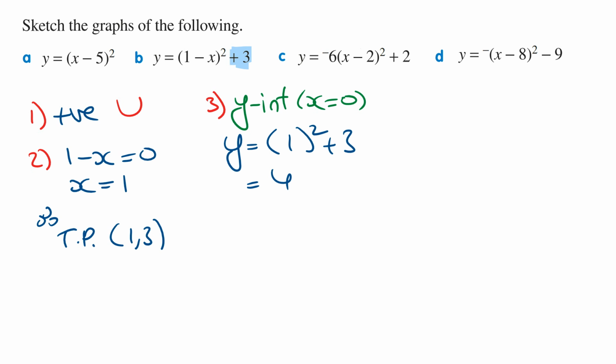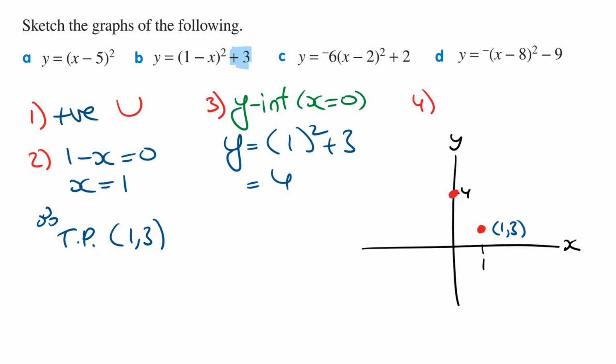Now for the x-intercept, since the coordinates of the turning point are 1, 3, and it's a positive parabola, this means that it's not going to have any x-intercepts. And so we jump to step 4. We mark these coordinates on the axis and then sketch the graph. And so on the axis, we're marking the turning point and the y-intercept, and then sketch a positive parabola.